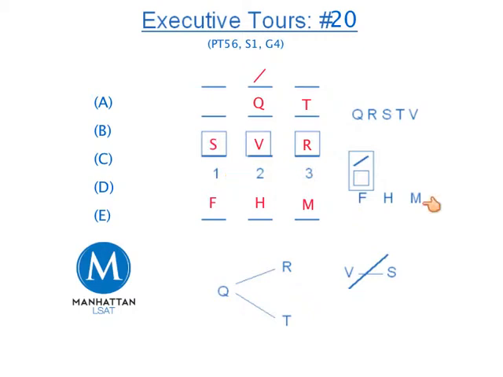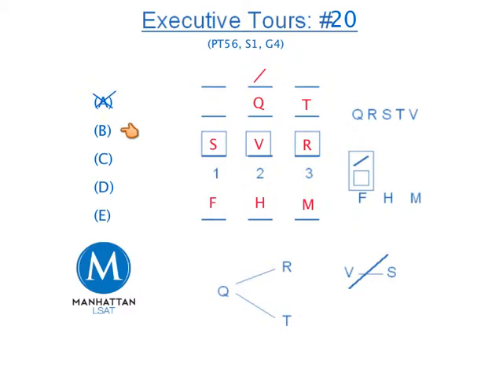If we check this hypothetical against the rules, it appears to be okay. The Farmington visit has exactly one executive. Q precedes both R and T. We don't have V preceding S. And we have at least one executive in each of the 3 site visits. I think we're okay. What that means is that answer choice A could be true and can be eliminated.